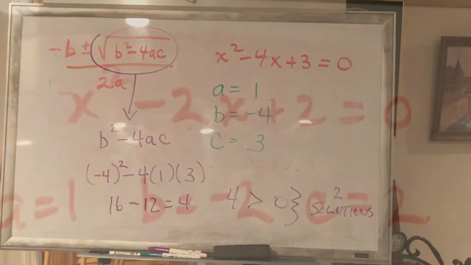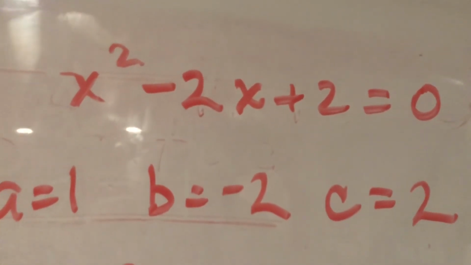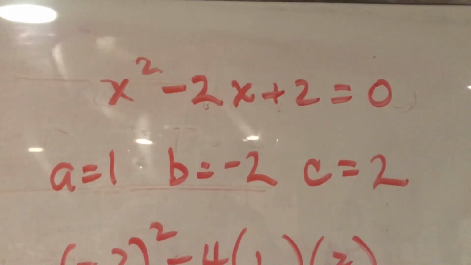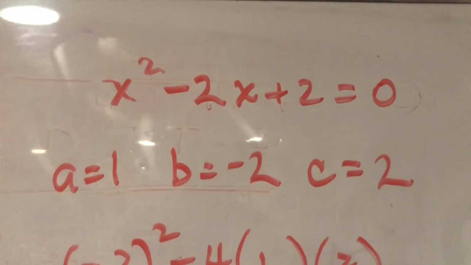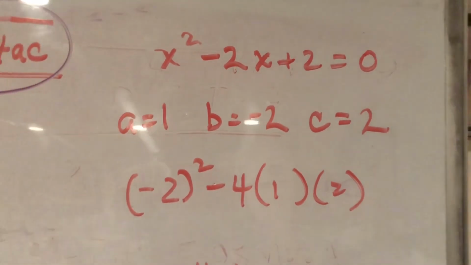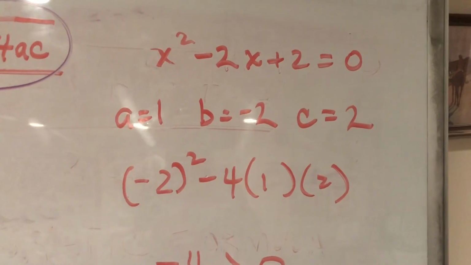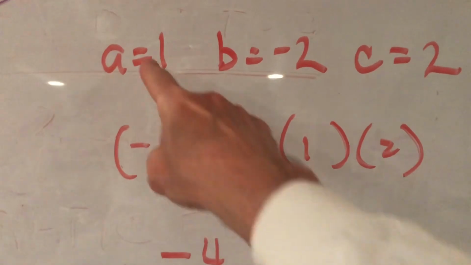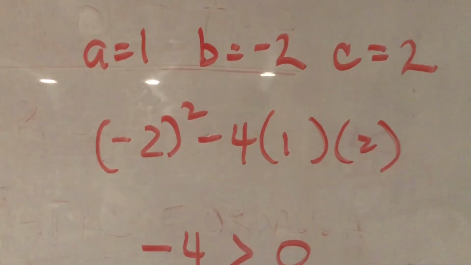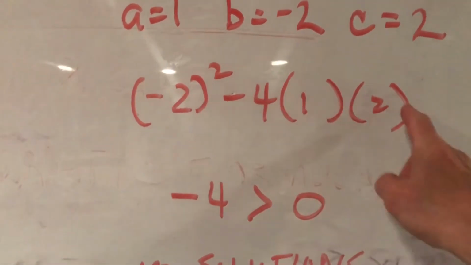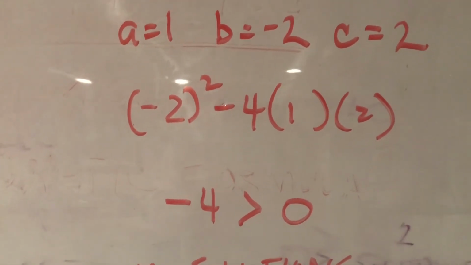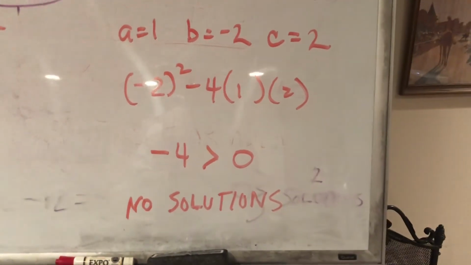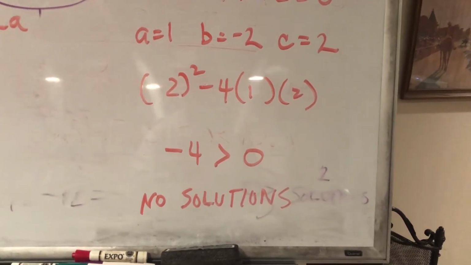Okay, let's look at 2 more. We start with x squared minus 2x plus 2 equals 0, and determine that a is 1, b is -2, and c is 2. We use the discriminant: -2 squared minus 4 times 1 times 2, and using order of operations, we get -4. Is -4 greater than 0? No. Therefore, there are no solutions.